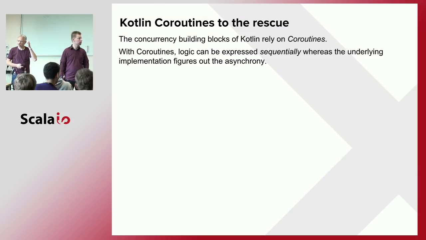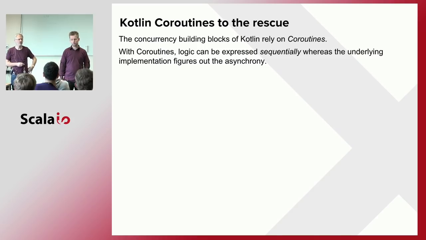Kotlin took a totally different stance toward concurrency. They probably also saw that this is not really the way it's working for the mainstream. They want to actually bring async programming to the mainstream, and they chose coroutines. And what is a coroutine?